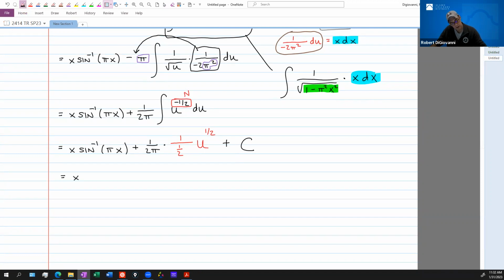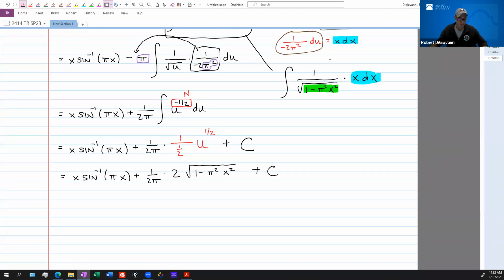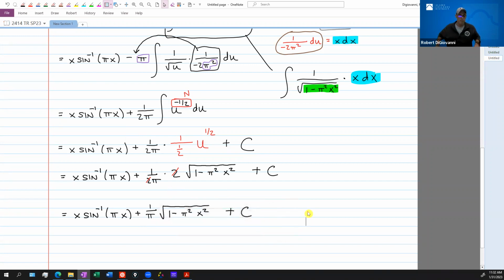We're almost there. x sine inverse pi x, okay, plus 1 over 2 pi. That flips and becomes a 2. And then u to the half is really the square root. And then u, don't forget what u was. We did our substitution up here. u was 1 minus pi squared x squared, and then plus c. And maybe the only other thing to do is cancel the 2's out right there. So I get to cheat here. There we go.